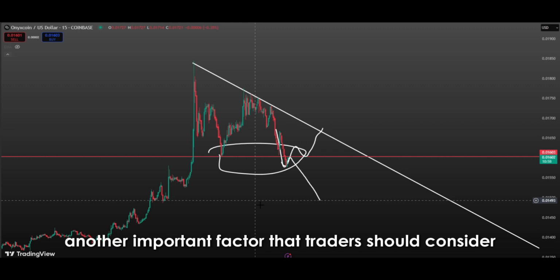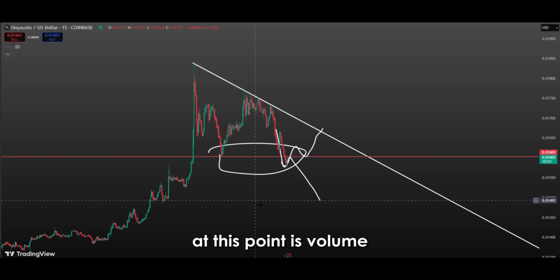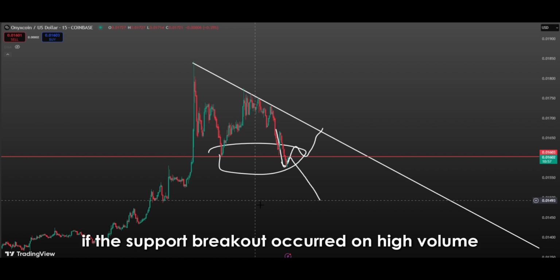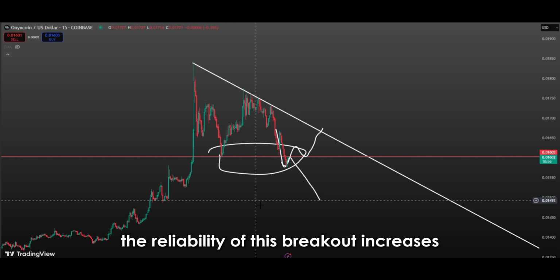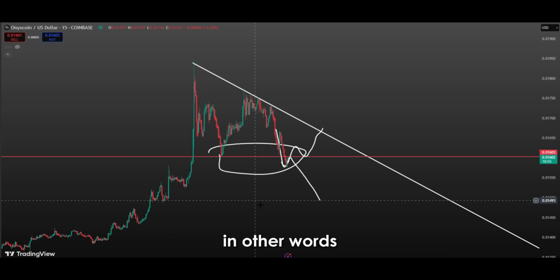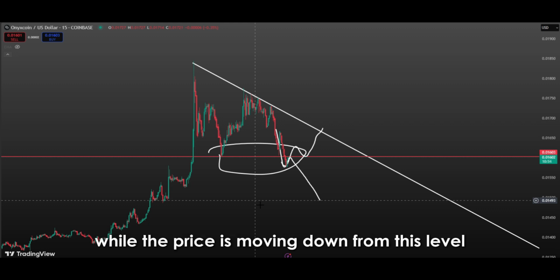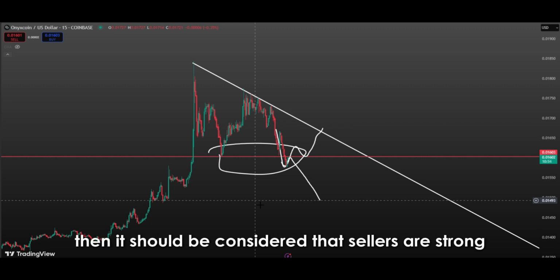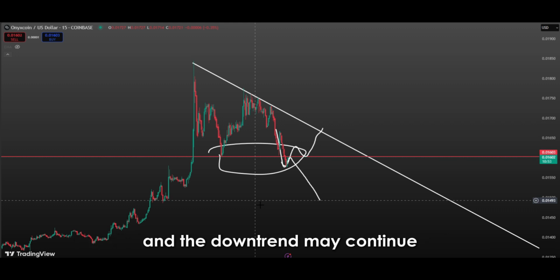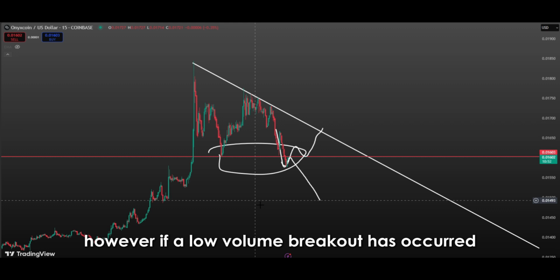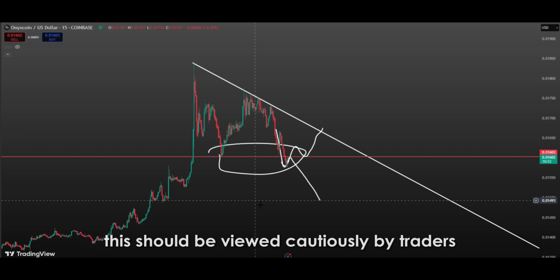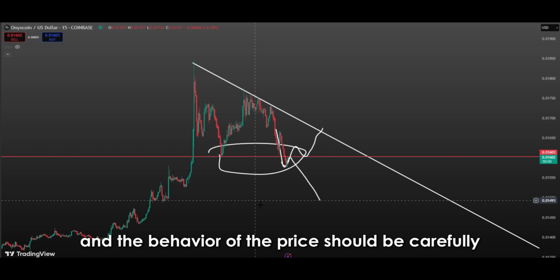Another important factor that traders should consider at this point is volume. If the support breakout occurred on high volume, the reliability of this breakout increases. In other words, if the trading volume has visibly increased while the price is moving down from this level, then it should be considered that sellers are strong and the downtrend may continue. However, if a low volume breakout has occurred, this should be viewed cautiously by traders and the behavior of the price should be carefully monitored.